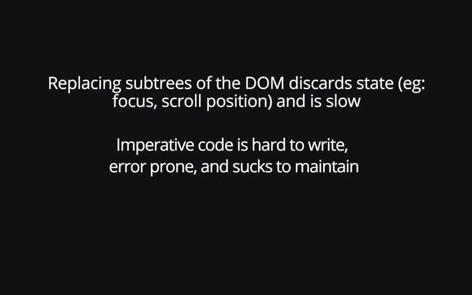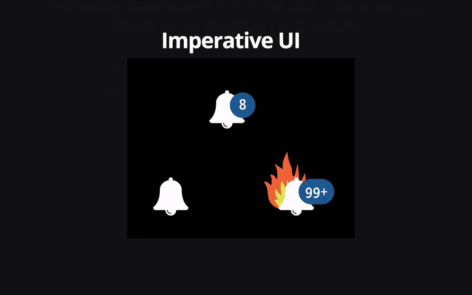Imperative code, on the other hand, is pretty hard to write. It's error prone and it's awful to maintain. It's the classic jQuery spaghetti situation, right? Nobody likes that. But most things are pretty imperative in the browser these days. So just to discuss imperative UI a bit more, because it's a pretty important point.